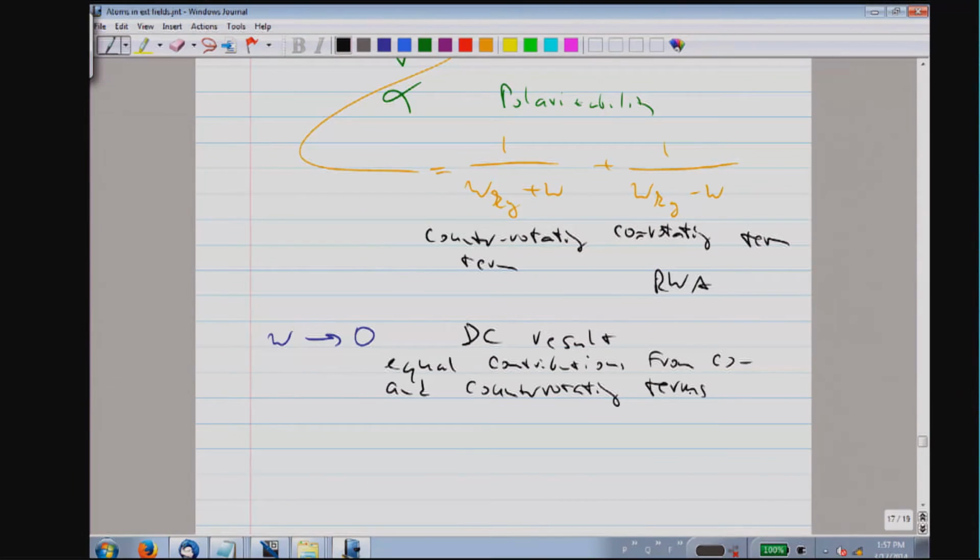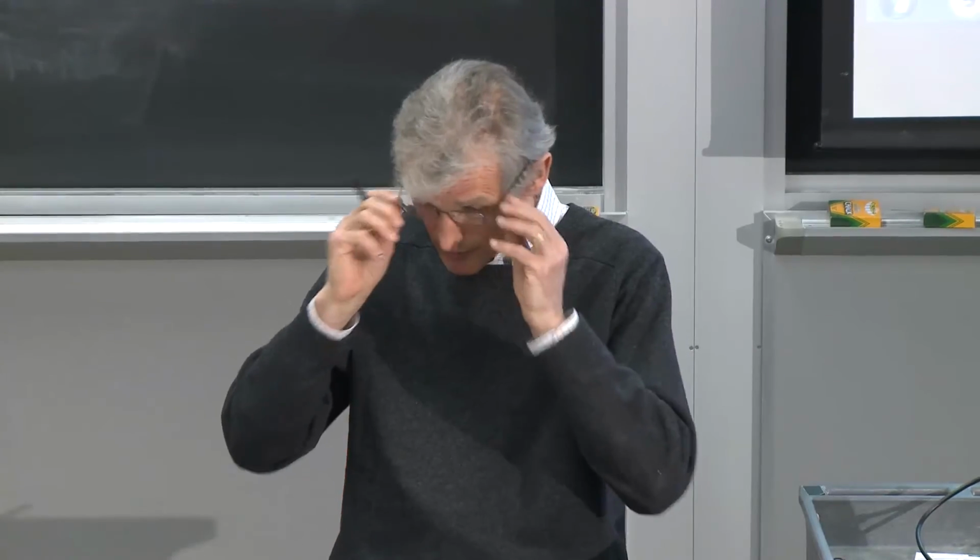So that's sort of a question one could ask: which mistake do you make for the DC polarizability when you do the rotating wave approximation? Well, you miss out on exactly 50% of it, because both terms become equally important.